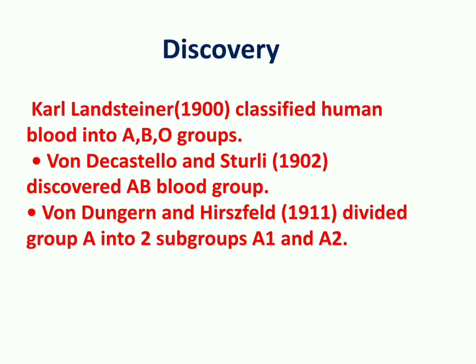This ABO blood group system was discovered by Karl Landsteiner, as I said earlier, into A, B, and O groups. Then, in 1902, Von Decastello and Sturli discovered the 4th blood group, that is the AB blood group. In 1911, Von Dungern and Hirszfeld divided group A into 2 subgroups. They are A1 and A2.